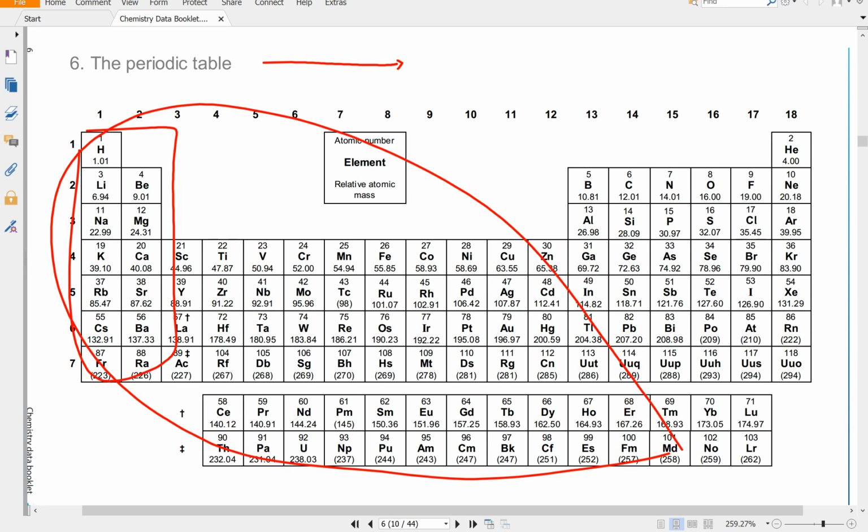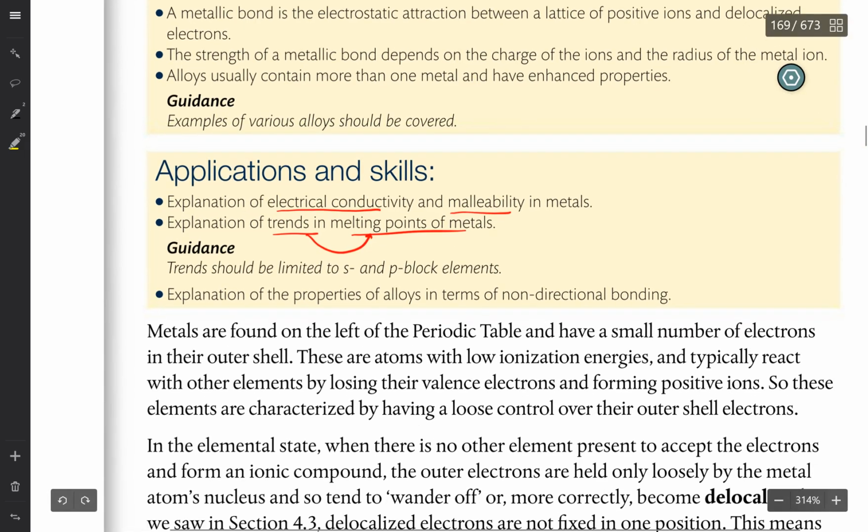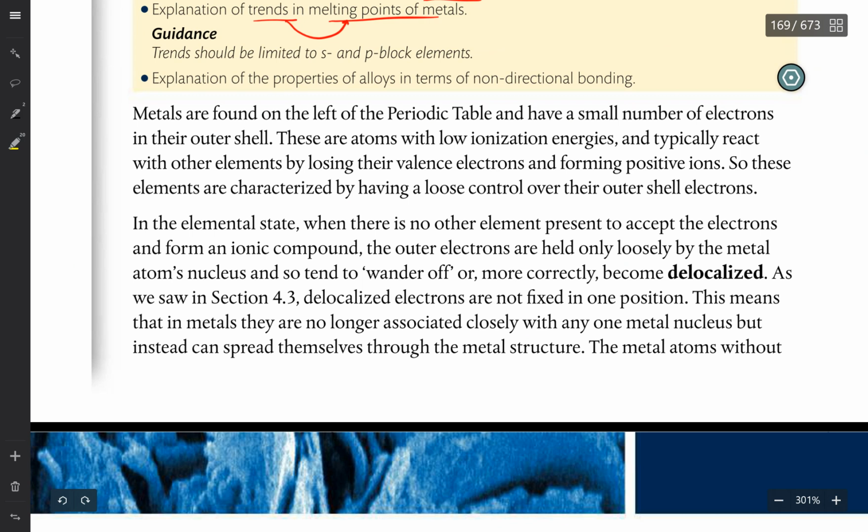But if there is no other atom to form the ionic compound, these electrons can move throughout the structure of the metals from one atom to another atom. So that's why in the metallic compound we have delocalized electrons. The valence electrons in the metals are delocalized and they don't belong to any specific atom, but instead they can spread themselves through the metal structure and they can move from one atom to another atom.